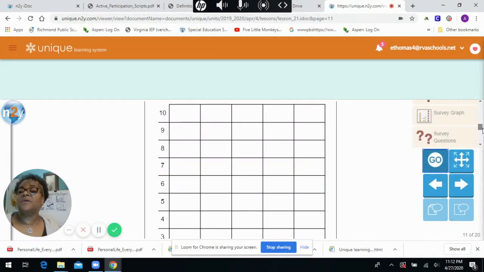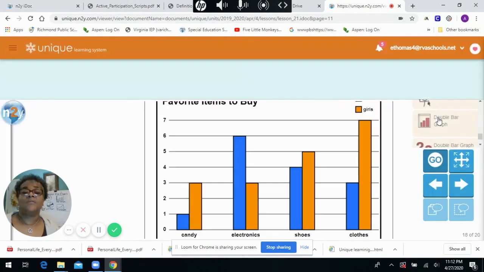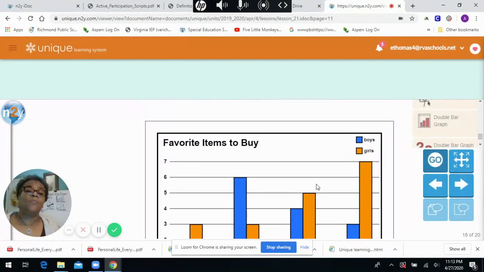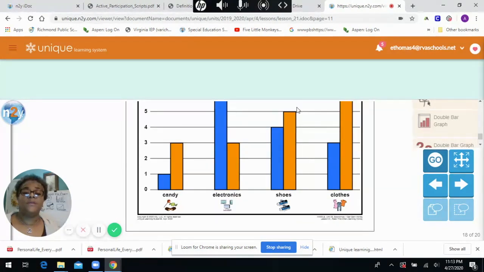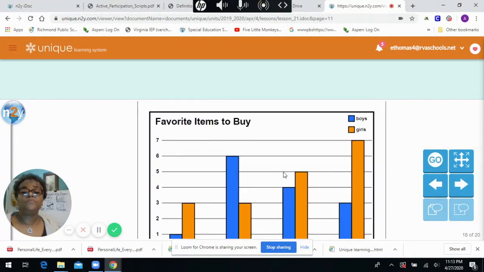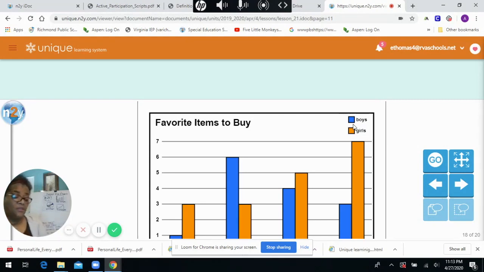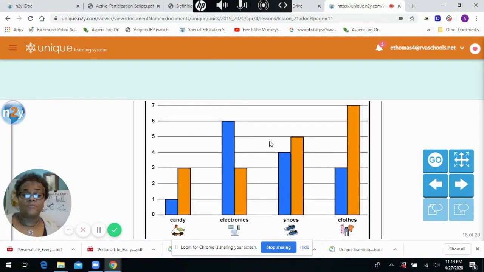Let's read another one. Let's go to another graph. Okay, now this is called a double bar graph. It's telling us who we collect data from and what we compared. So we compare boys and girls. And what are we doing? We're asking them what their favorite items to buy are.